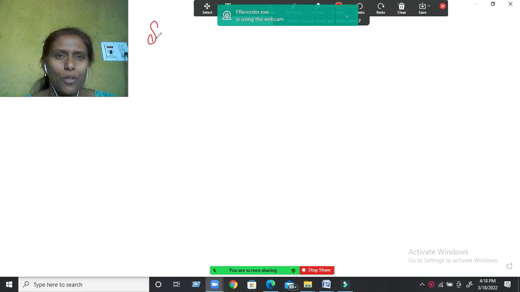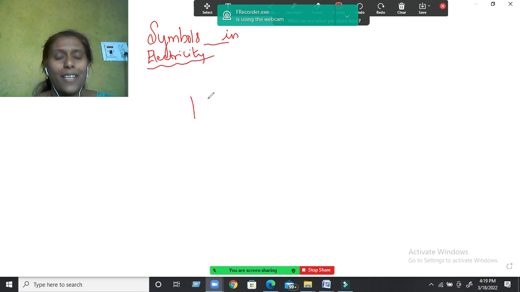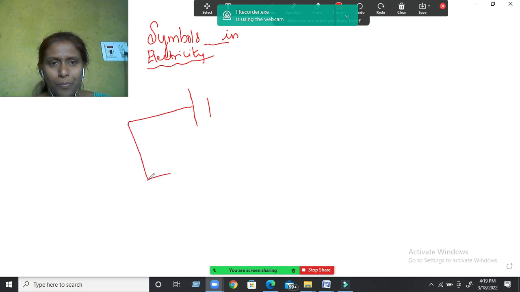So, my topic for today, as you know, is symbols used in electricity, right? Having said that, let me take you all through a very simple electric circuit diagram. We have noted that this line is quite longer compared to the other line. And then what else have we noted? There is one closed circuit like this.